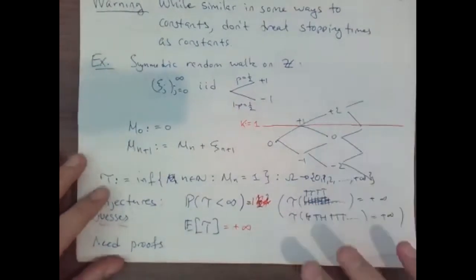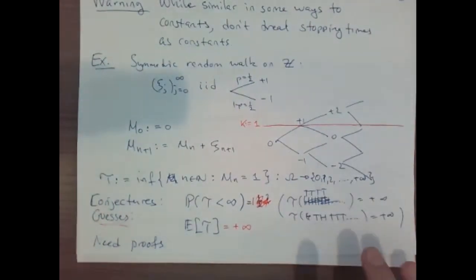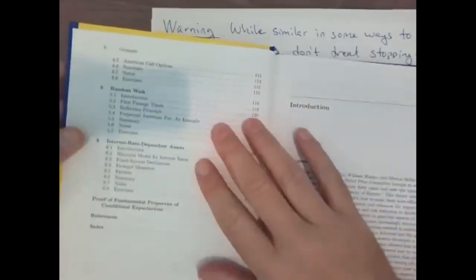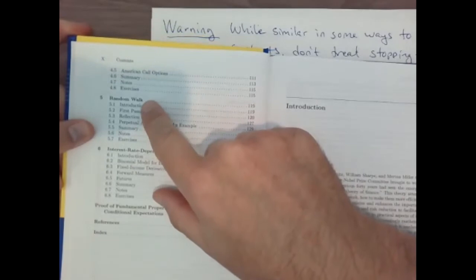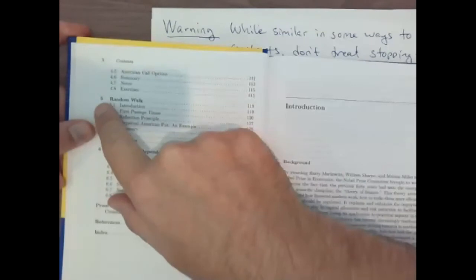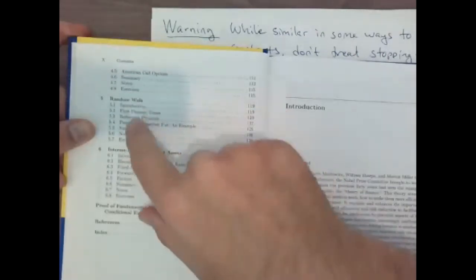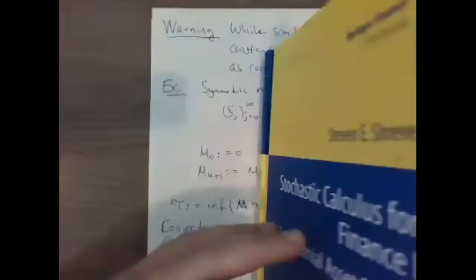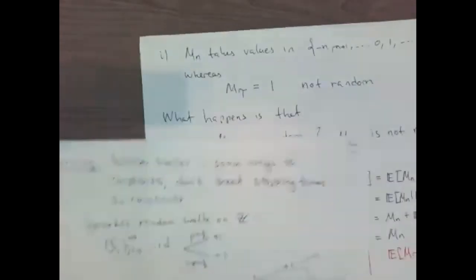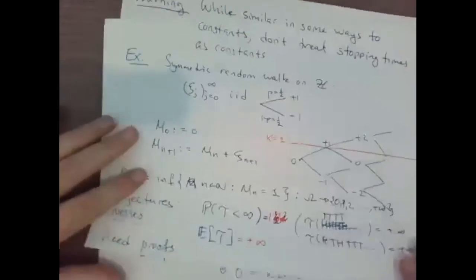We did this example with the symmetric random walk. Again, going back to our textbook, the symmetric random walk is a large part of section 5 in our textbook, a large part of this chapter. So this is something that we're going to be spending quite some time talking about. It's probably going to be next time. So this here needs proof.